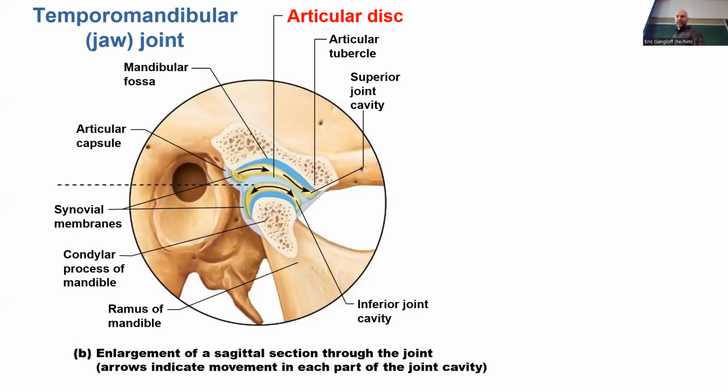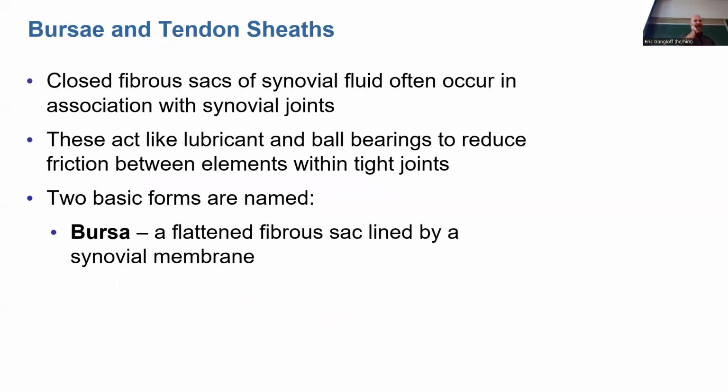So another aspect of the synovial joint I want to talk about are two other structures called bursae and tendon sheaths, which are kind of the same thing, just in a different shape. These are sacs of synovial fluid that occur in synovial joints. And again, they act like a lubricant to reduce friction, but they have two basic structures. We name them differently based on their structure.